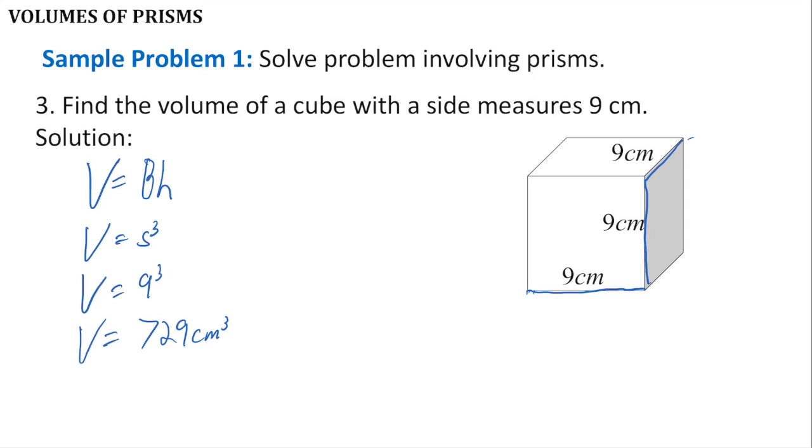So cubes are pretty much the easiest to find, as long as you know one side, and they will generally not give you all 3 dimensions on a cube. They will just give you one and tell you, hey, this is a cube. So you need to know that a cube has all sides equal the same.